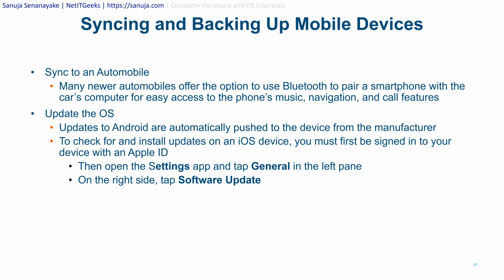Update the operating system. Updates to Androids are automatically pushed to the device from the manufacturer. However, you should periodically check for updates under Settings. On all Android devices, if you go to Settings, you can check for available updates, and you should check once in a while, because sometimes those push notifications may not get pushed properly. So I would recommend that you check once in a while if there is an update for your particular device.